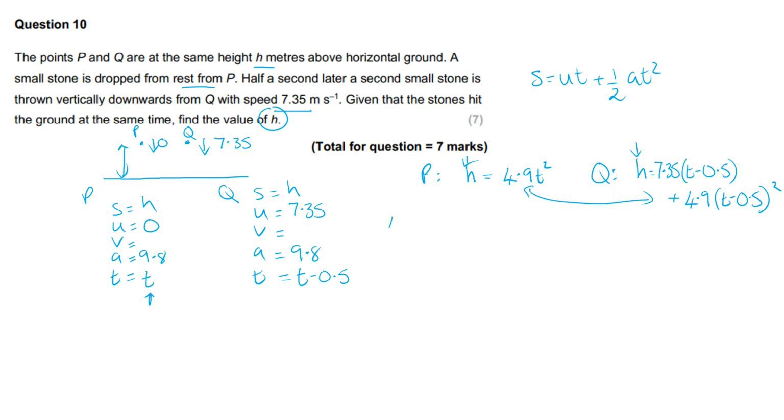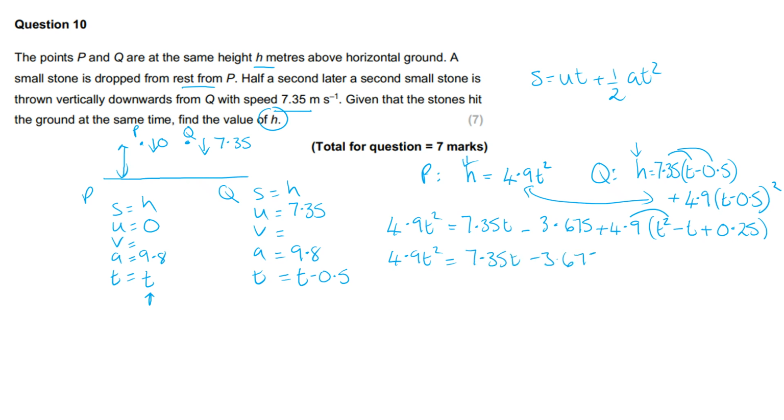so we can equate these sides to each other. So 4.9 t squared is equal to, multiplying this in, 7.35 t minus half of 7.35, which is 3.675, plus 4.9, and then squaring this out, it's going to be t squared minus t plus 0.25. Then if we multiply this in, we're going to get 4.9 t squared is equal to 7.35 t minus 3.675 plus 4.9 t squared minus 4.9 t, and then plus 4.9 times 0.25 is 1.225.